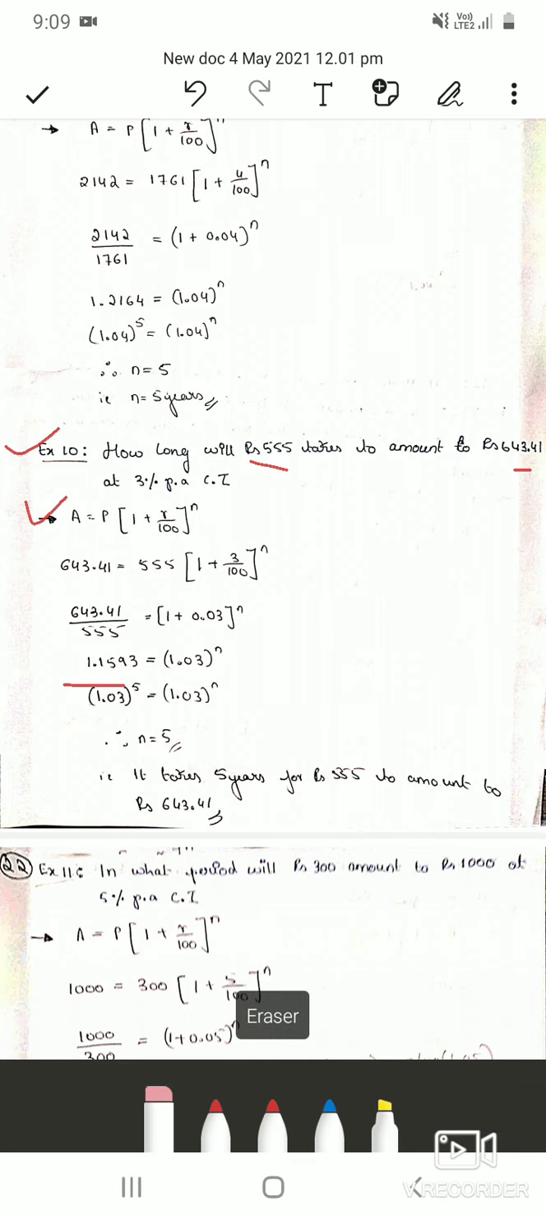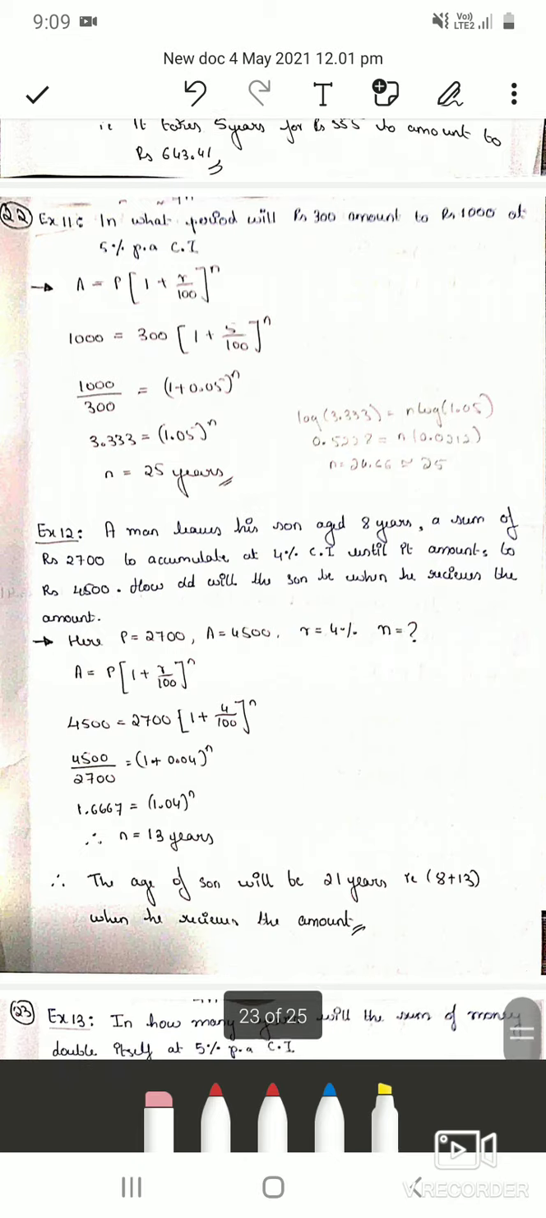So you can write 1.1593 as 1.03 whole raised to 5. Therefore n is equal to 5. It takes 5 years for rupees 555 to amount to 643.41 at 3% compound interest.